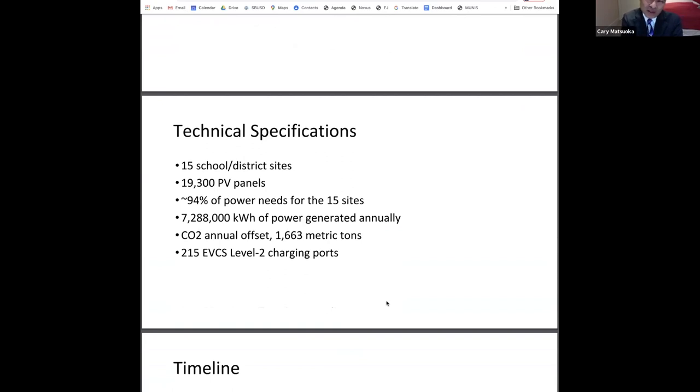All right, this slide's just fun to present. I didn't put all the technical summary, but we're going to build it out at 15 school sites. I didn't update the number. That's actually going to be about 14,000 panels, not 19,000, but 14,000 solar panels, just picture that. That's a lot of panels. I mentioned the 94% power coverage. It's going to generate 3.8 million kilowatt hours of power every year. And if you're into the CO2 offset, 1,663 metric tons of CO2 that is stopped from going into the atmosphere every year.